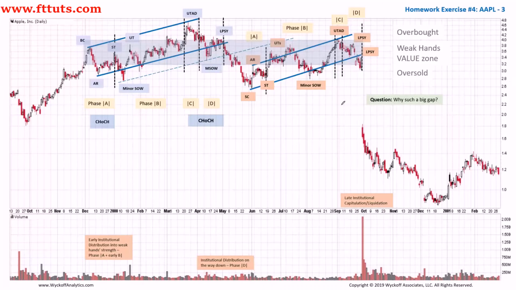The question of why such a big gap? So let's think about what is happening here. And I know that a lot of you are going to say, yes, it's institutional capitulation and liquidation of their position. But the question is not about why institutions are capitulating or why the gap has happened. The question is more of why a big gap. So I wonder what you think about this.